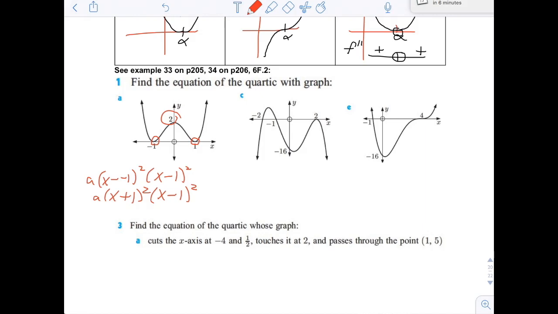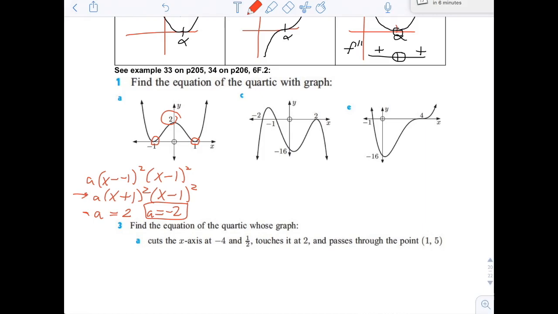So we could substitute in 0 for x, and we'll get a times 1 squared times 0 minus 1, which is -1, and -1 squared is 1, so we get... basically we have -a equals 2. So a equals -2. Okay, so we got this equation, and a is equal to -2.